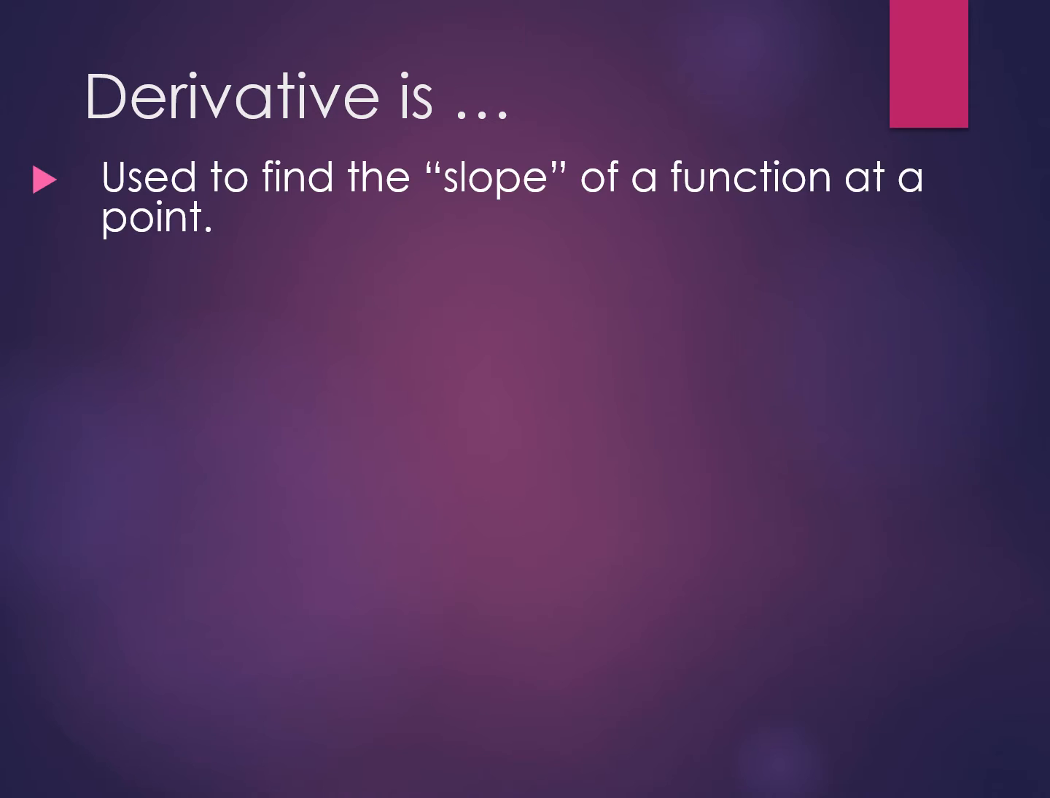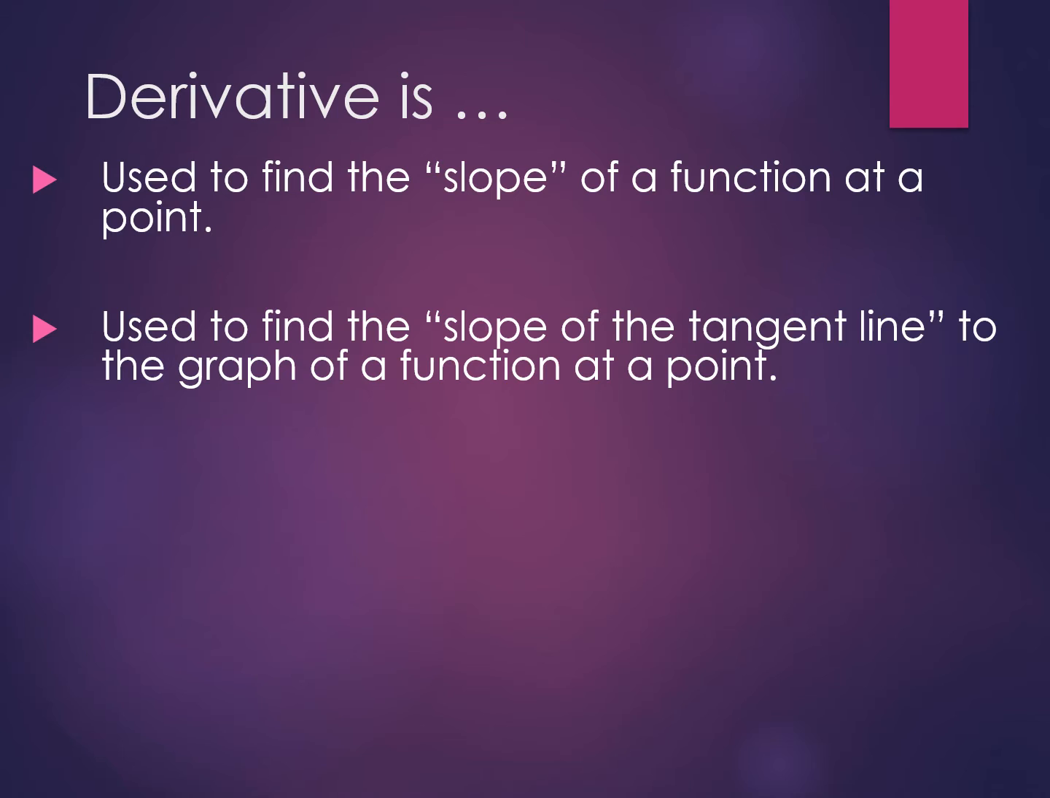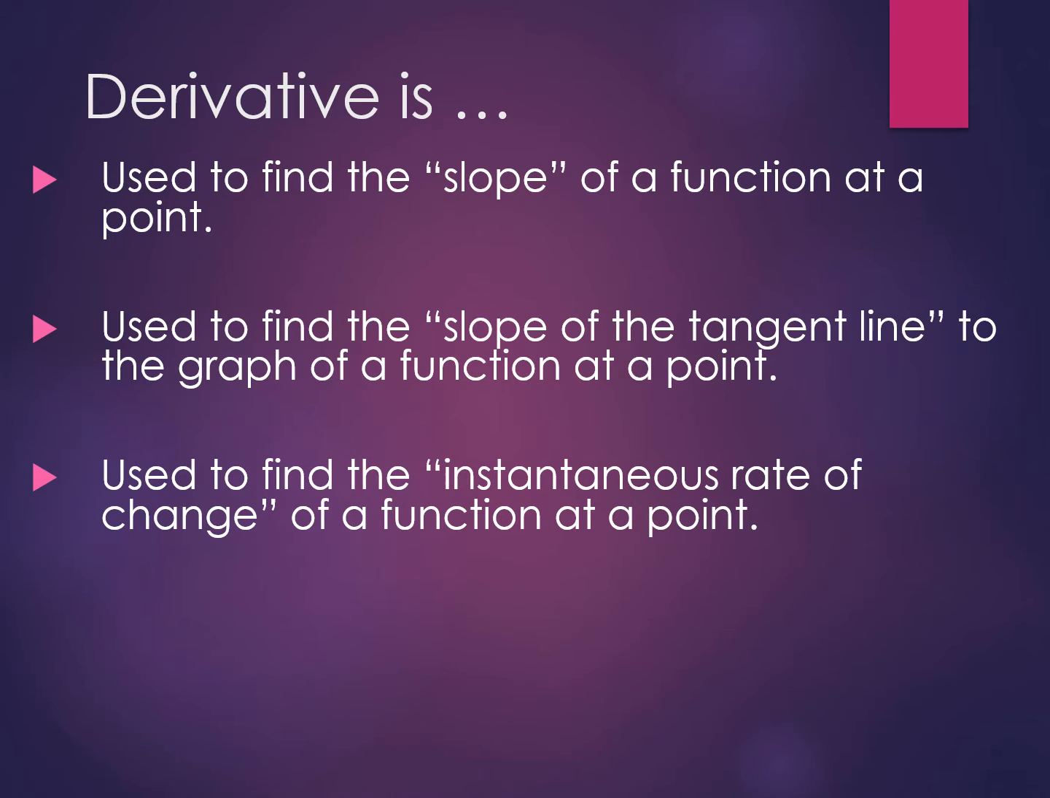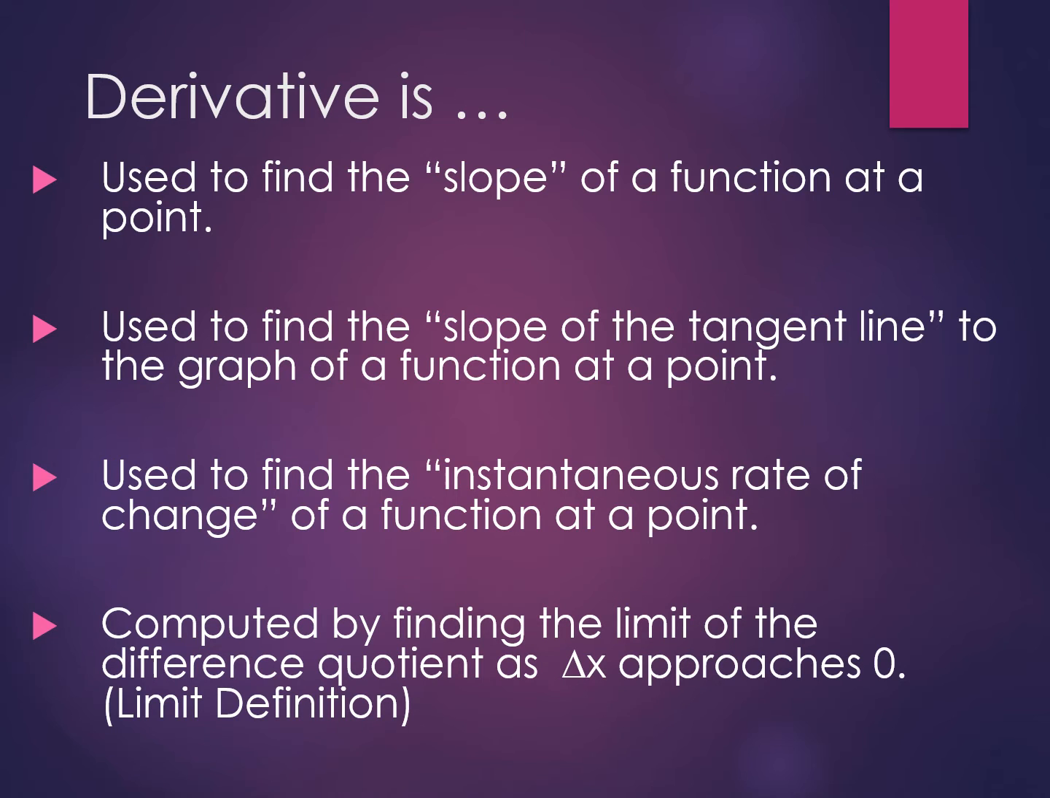What is a derivative? A derivative is used to find the slope of a function at a point. It is used to find the slope of the tangent line to the graph of a function at a point. It is also used to find the instantaneous rate of change of a function at a point. It is computed by finding the limit of the difference quotient as delta x approaches 0 from the limit definition.